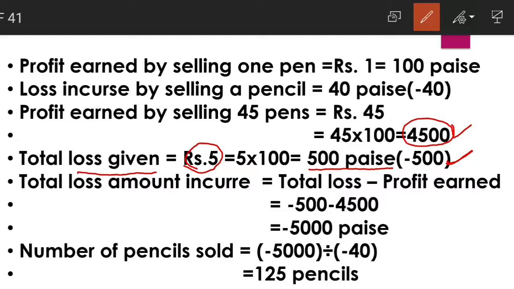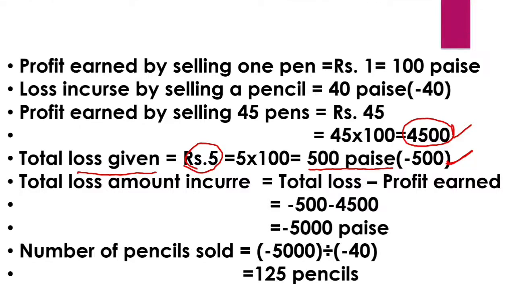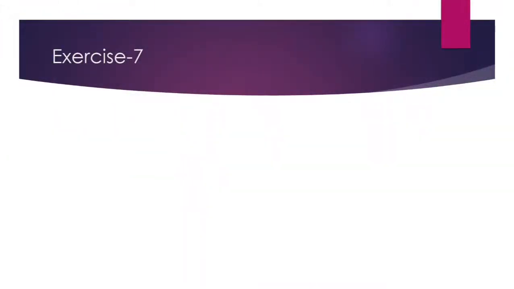Okay, so the total loss amount incurred we have to calculate, and after that we have to divide by the number of pencils, for one pencil how much she is getting loss. Okay, so 125 pencils she sold. Like this we can calculate. Now see the next problem.